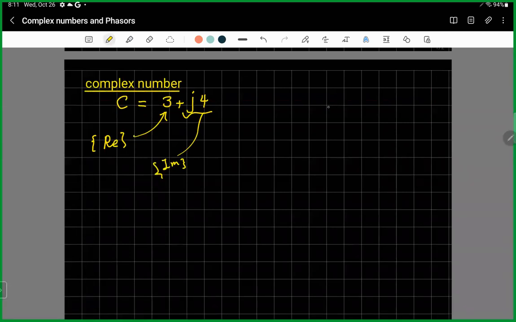How do we represent it? Well, x-axis and y-axis. Let's just do that.